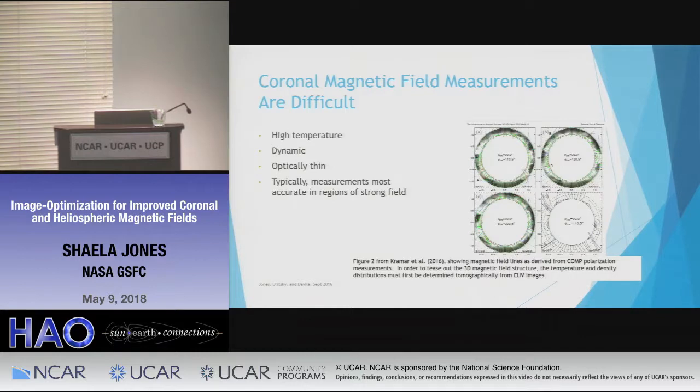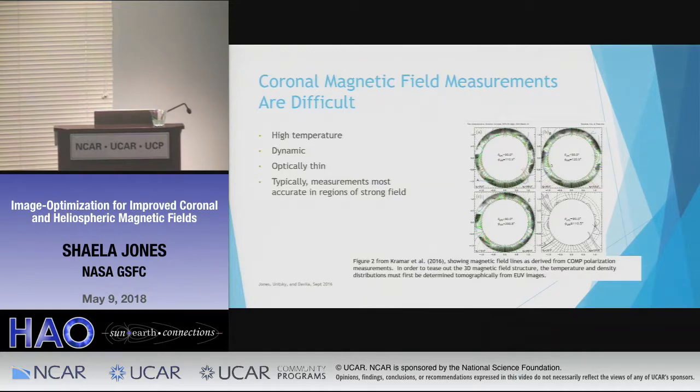So first off, coronal magnetic field modeling. Basically, it's hard to measure the coronal magnetic field, and I think probably most of the people in this room know that. Because it's really hot and it's very dynamic and it's optically thin, and typically if you get measurements, you're mostly going to get them in isolated regions.